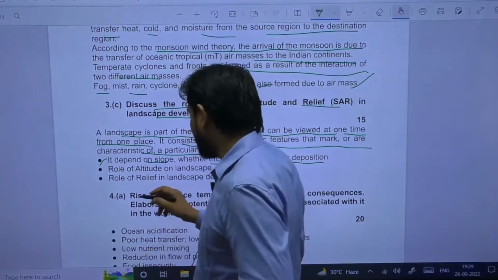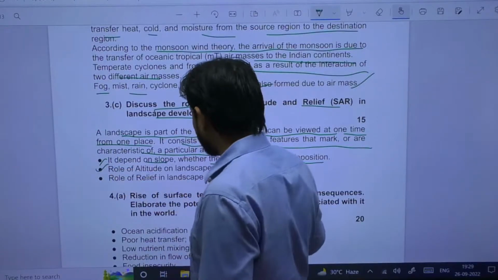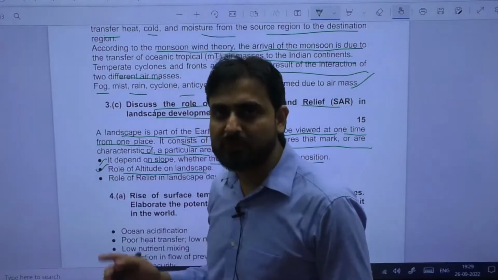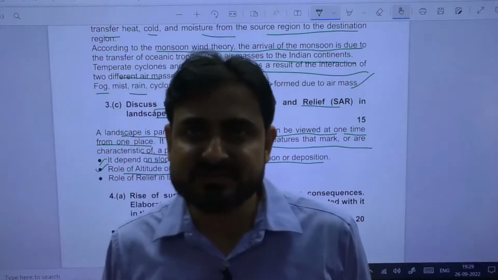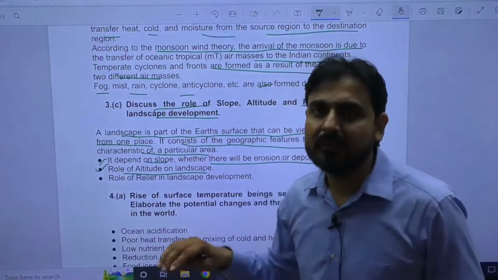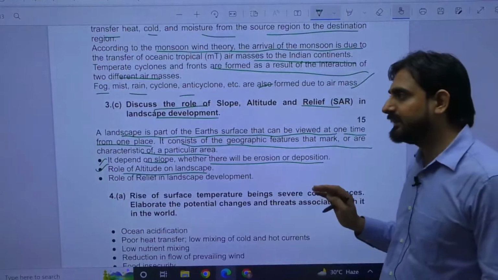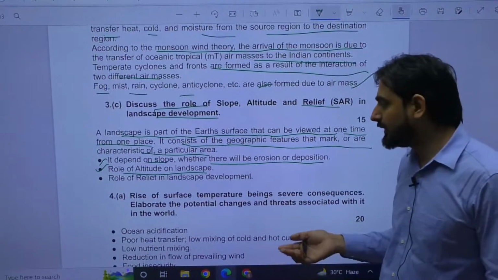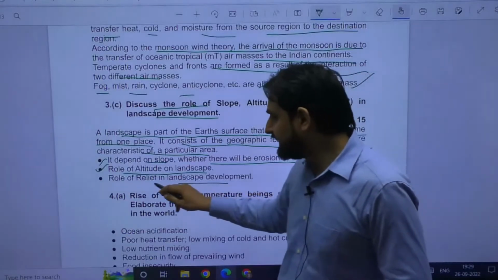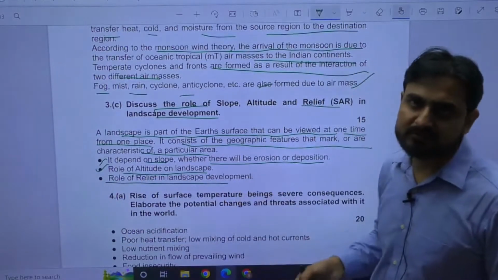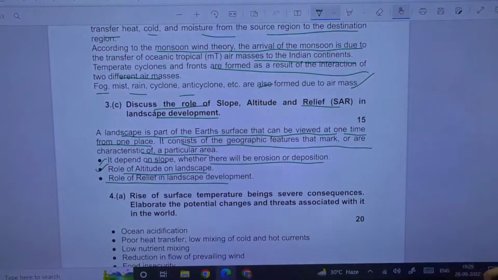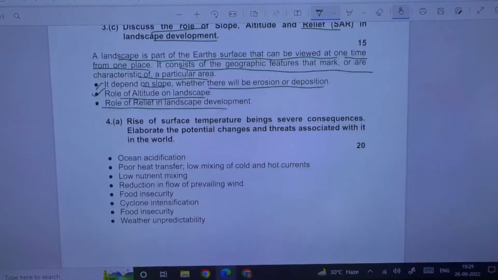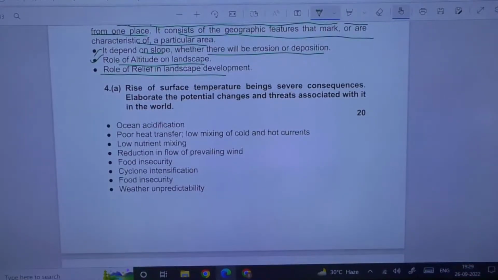Okay. Role of altitude on the land mass. You have noticed more and more mountainous peaks, less plain development, more valley development. Role of relief in the landscape development. So, you can draw a diagram of different relief development and you can explain it.